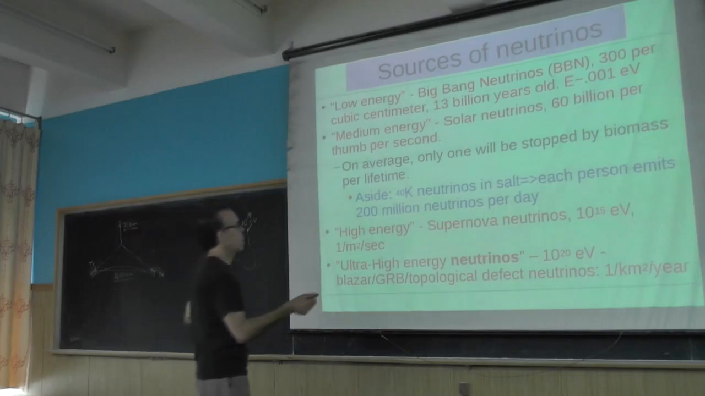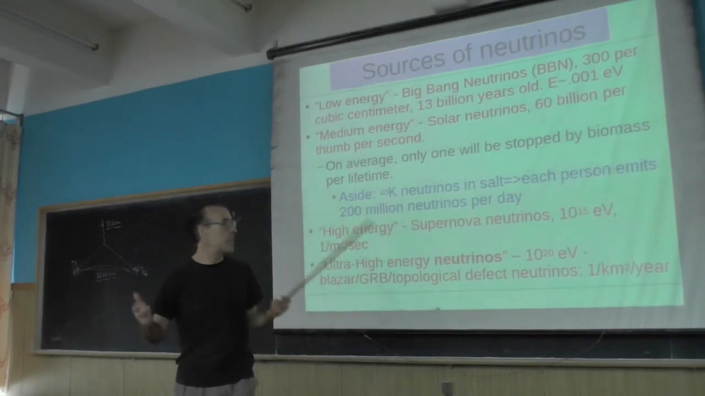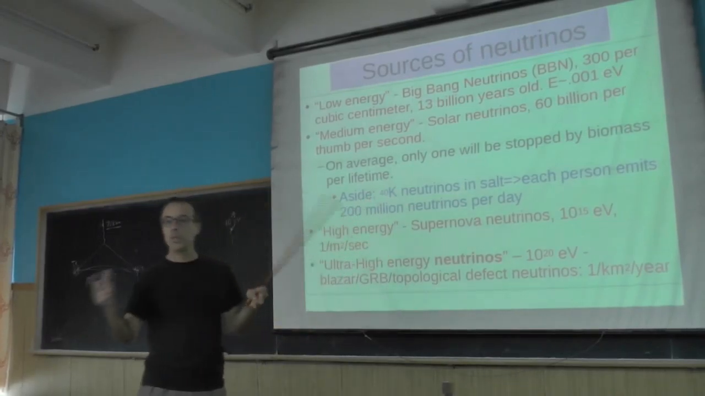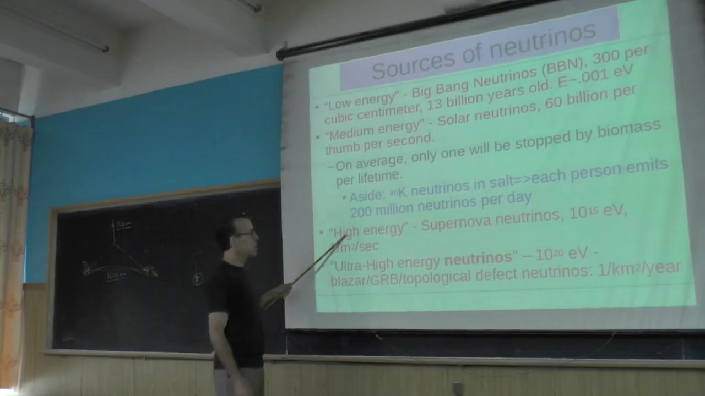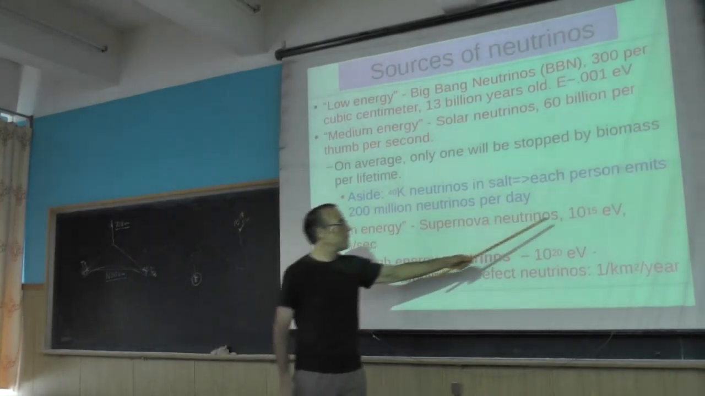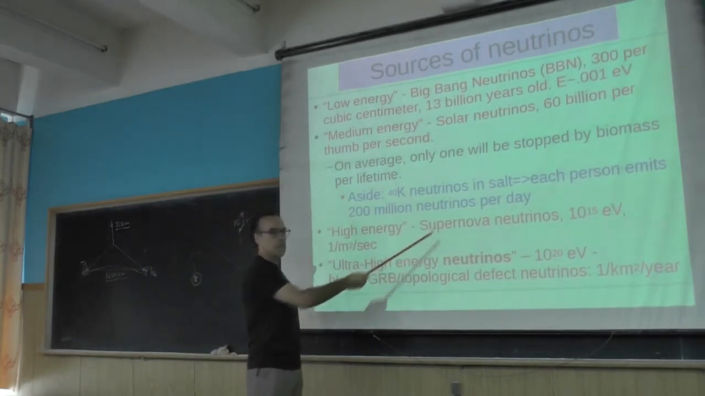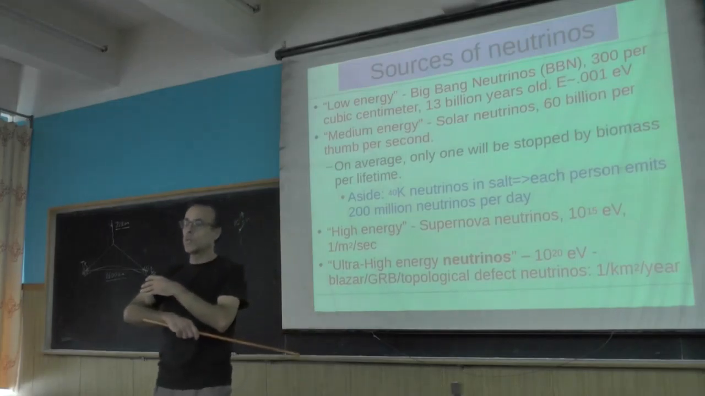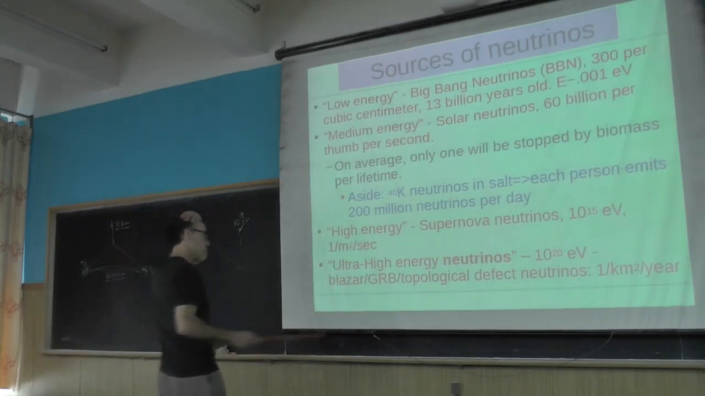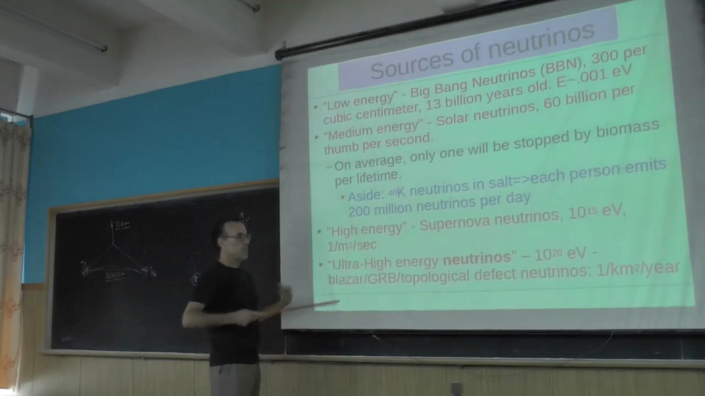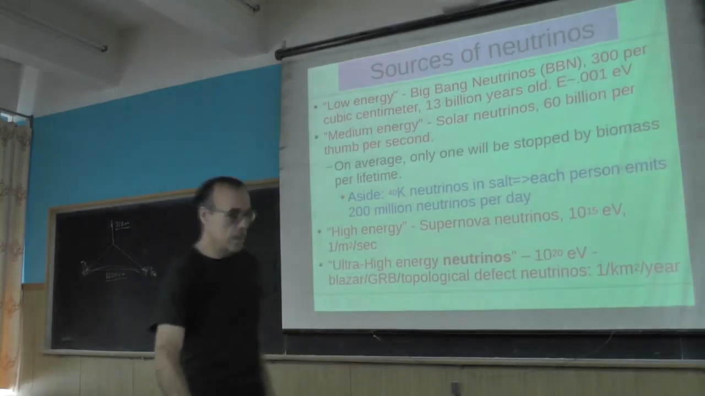And of course, since we have dissolved potassium-40, each person is emitting something like 200 million neutrinos because of decay of radioactive potassium. High-energy neutrinos is the classification that we'll give to neutrinos above 10 to the 15th electron volts or 1 PeV. And these are dominantly produced by supernovas. So these are supernovas integrated over the entire history of the universe. And then there are the ultra-high-energy neutrinos. These are, say, the GZK neutrinos, and these have the canonical flux of 1 per square kilometer per year.